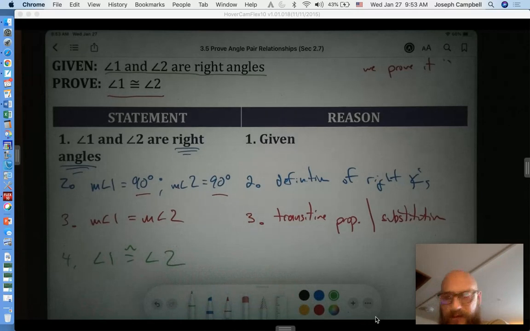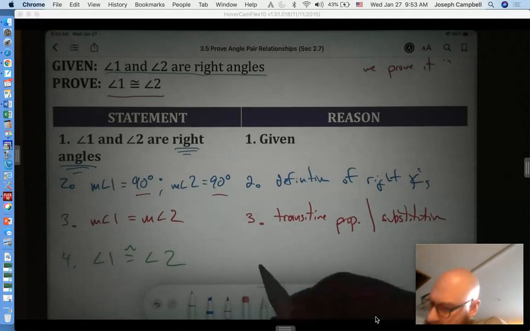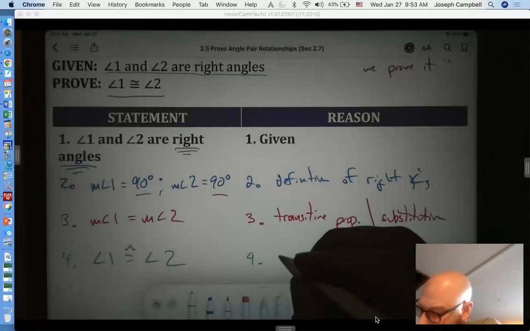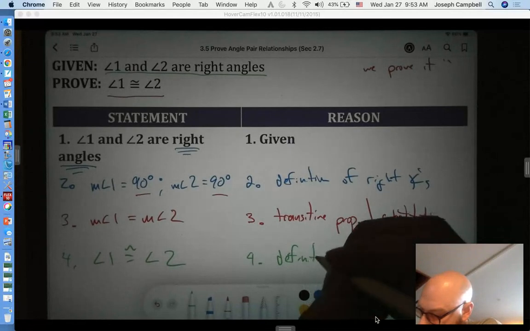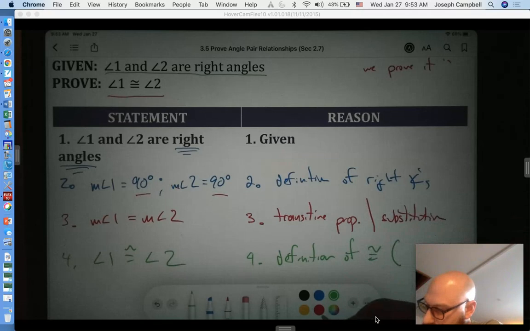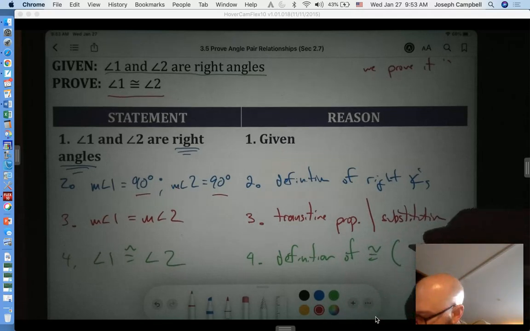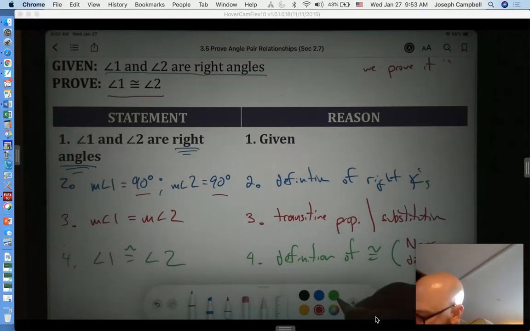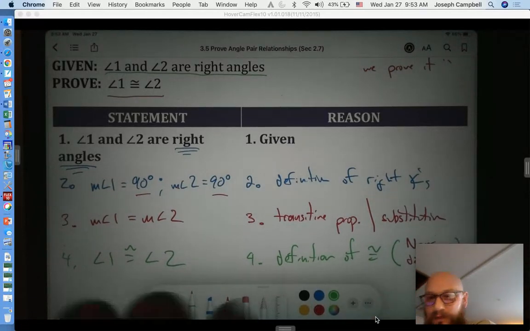And how do I know that if things are equal, that they're congruent? Well, I know what the word congruence means. So line 4 would be another definition, in this case, definition of congruence. I want to put in parentheses here, there is never a definition of equality. We never use definition of equality, for whatever reason, we just don't do it.